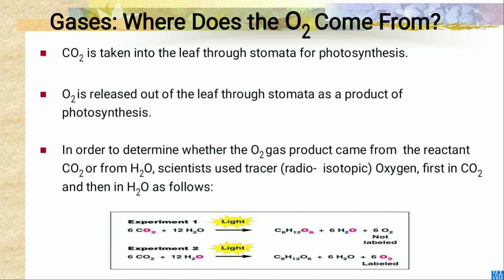Then the second experiment, we label the O2: 6 CO2 plus 12 H2O gives C6H12O6 plus H2O plus 6 O2, where the O2 is labeled. Means in the two experiments, the O is released from the CO2 and not from the others. Okay.